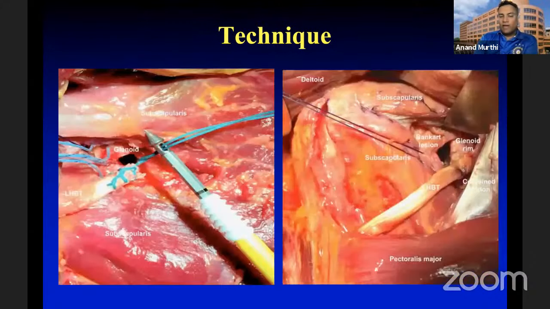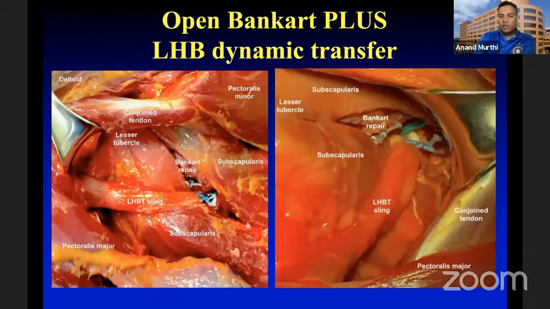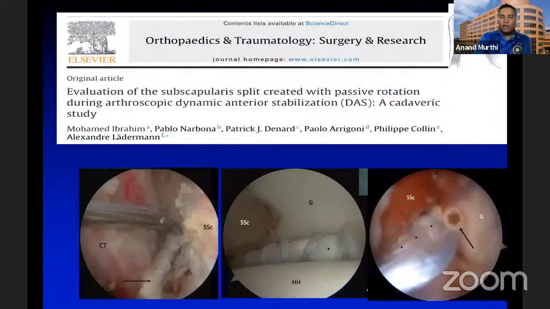And then after detaching your long head biceps tendon, you can repair that to the glenoid rim, recreating a dynamic sling compared to Bristow or Latarjet as well. So this is what it looks like upon completion. You can see the long head is draped over the front of the subscapularis, and then your standard Bankart repair.